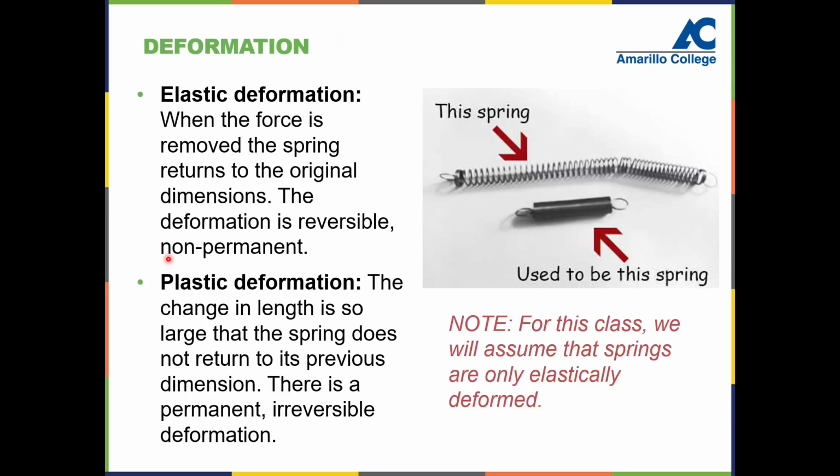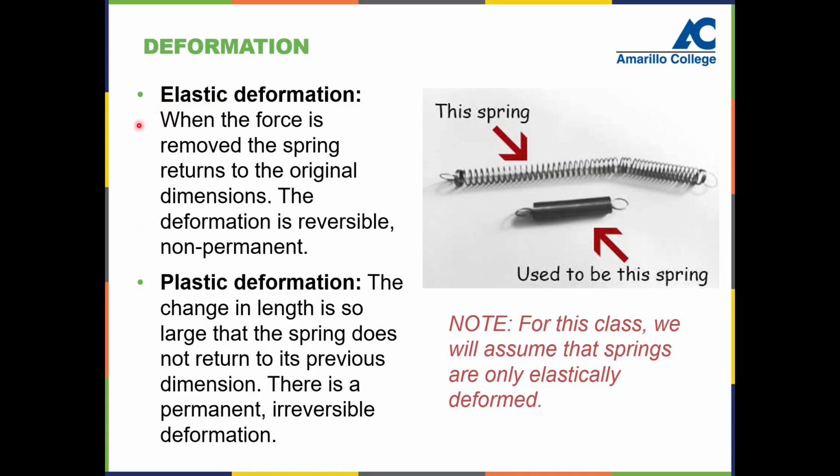There are a couple of requirements that we have to have be true in order to use Hooke's law for a spring. And the big one is that Hooke's law is only valid when the spring is elastically deformed. Elastic deformation occurs when you can stretch or compress that spring and then it returns back to its original dimension. This is called a reversible, non-permanent deformation. We call that elastic deformation.